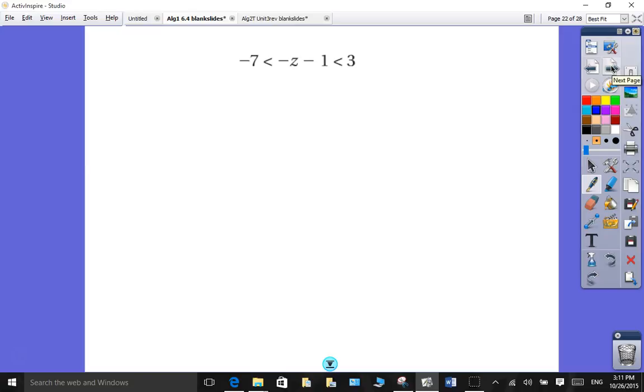Okay, so here's the one I was telling you about. And you might notice right away what's going to be different about this one, but I'll just go ahead and go through the steps of solving. So to isolate the variable, first I'm going to add 1, right? But if I add 1 to the middle, I add 1 to the left, and I add 1 to the right. And now I have negative 6 is less than negative z is less than 4.